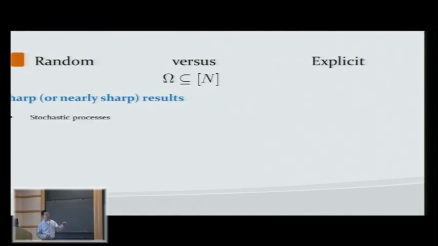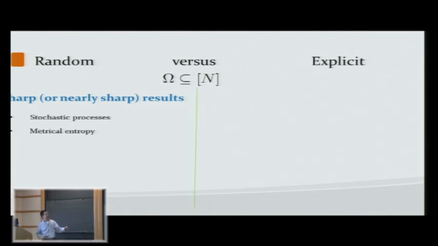And so there are two different regimes in which you can work. One is a random situation where you try to consider some sort of random object. And generally, in that case, you can prove much, much more than you can versus an explicit case where you're trying to actually find an explicit example of one of these objects. So in the random case, you can prove sharp or very nearly sharp results. And the proof techniques tend to rely on stochastic processes and metric entropy and things like that.